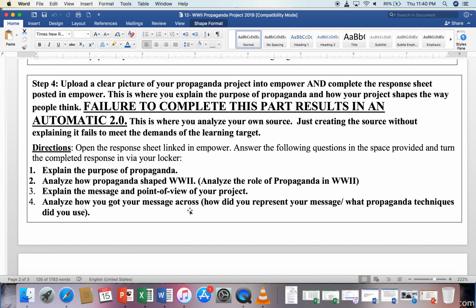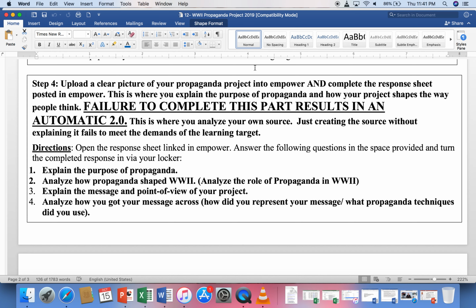And then analyze how you got your message across. How did you represent your message? Explain your metaphor or what you drew, how it helps you get that message across, and then explain what propaganda technique you used and how it appears. So, for example, if you're using appeals to fear, explain how you made the viewer with your propaganda piece afraid of something. What did you make them afraid of, and why did you make them afraid of it?